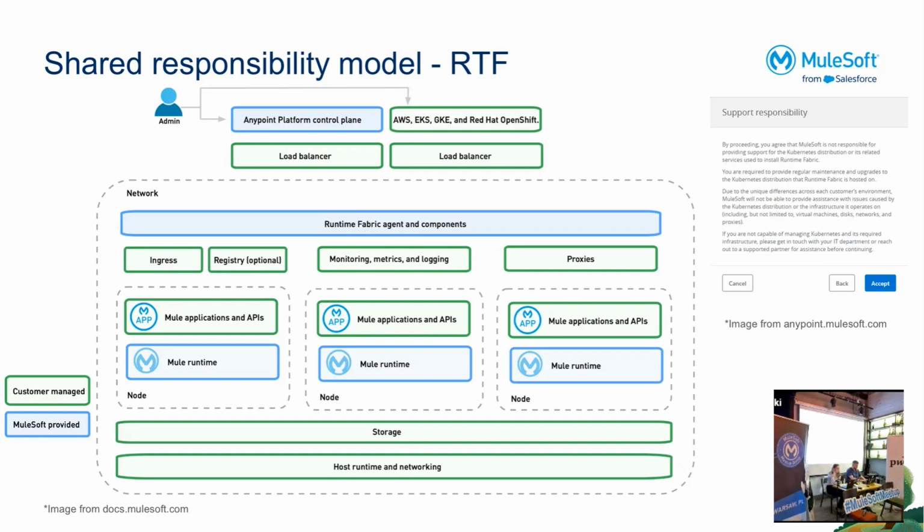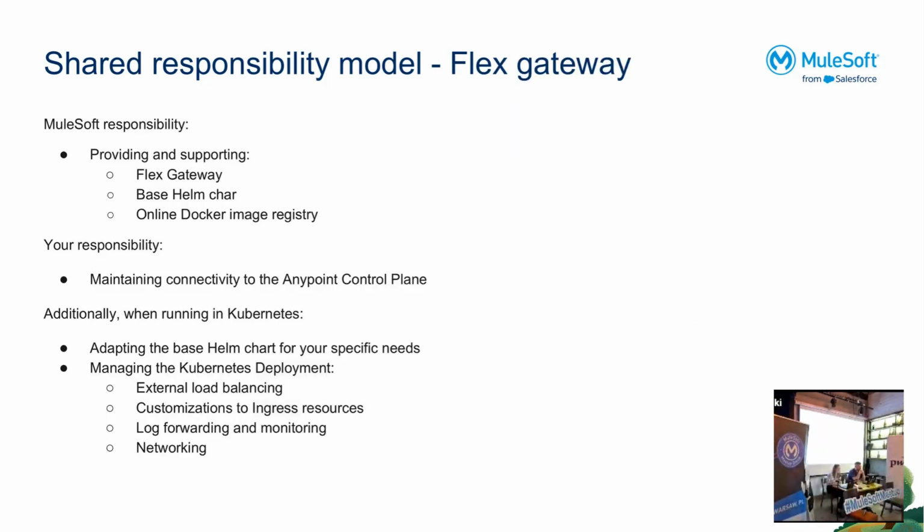For Flex Gateway it is quite similar. What MuleSoft provides and is responsible for is obviously the Flex Gateway installation and all the files necessary. That also contains the base Helm chart for the installation, and Docker images with the registry if you want to use the public one. Your or your customer's responsibility is maintaining connectivity to the Anypoint control plane, because you need to register your Flex Gateway. And additionally, working on Kubernetes, you need to deliver all the similar things as for RTF, which is an external load balancing.